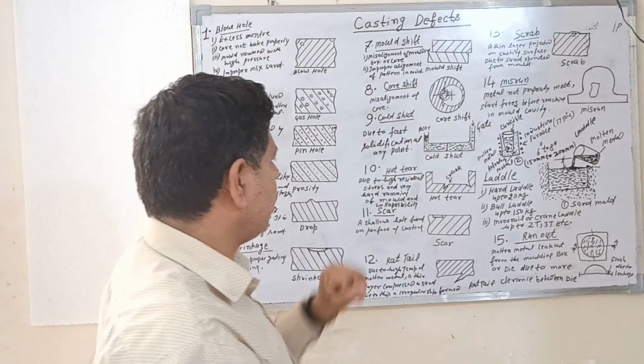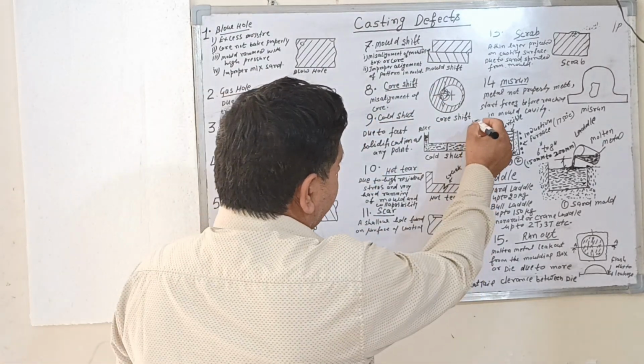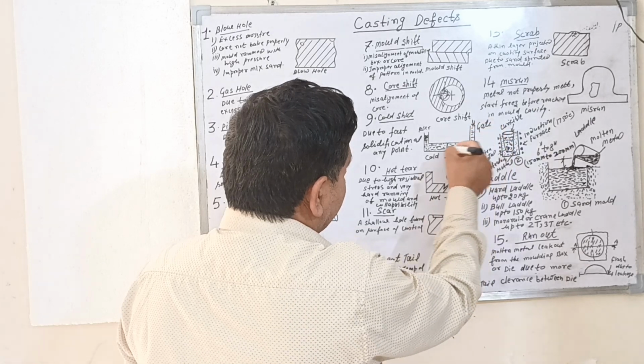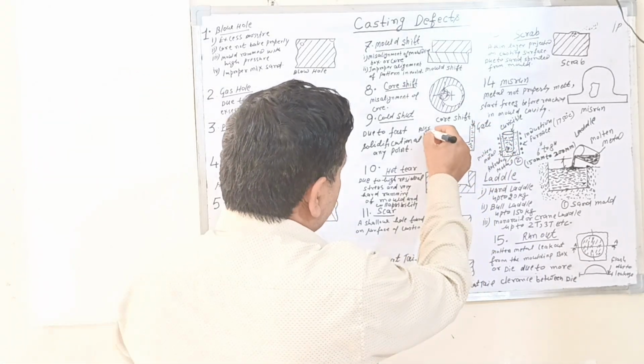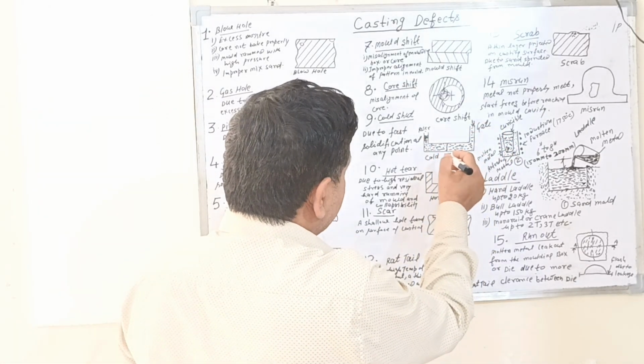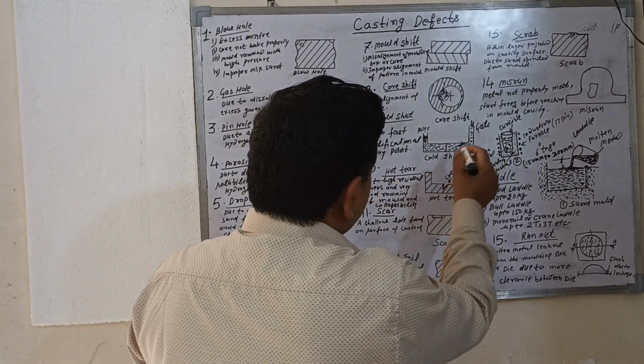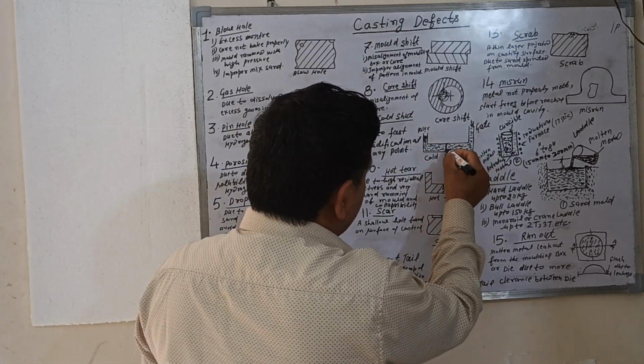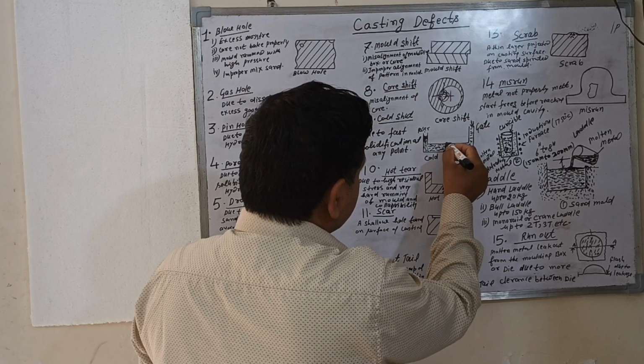Ninth number is cold shut. When the metal is poured from this gate, the metal rises in a riser. Due to fast solidification at any point, the metal suddenly becomes solid at that point.